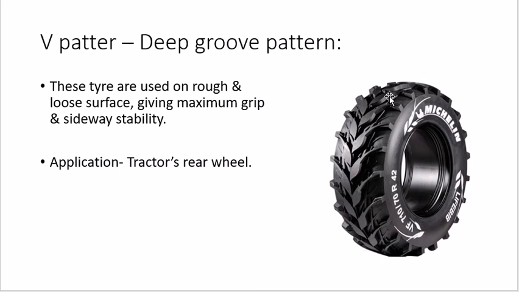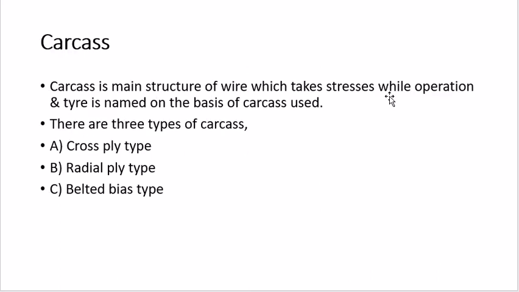Then after this we are going to the carcass. Carcass is a component of a tire which takes the stresses. This is a wire structure. Beneath your tread there is a wire structure provided which does not let your tire become misshapen. There are three types: cross ply, radial ply and belted bias. Ply means how the wires are arranged on a tire. That's called a ply.